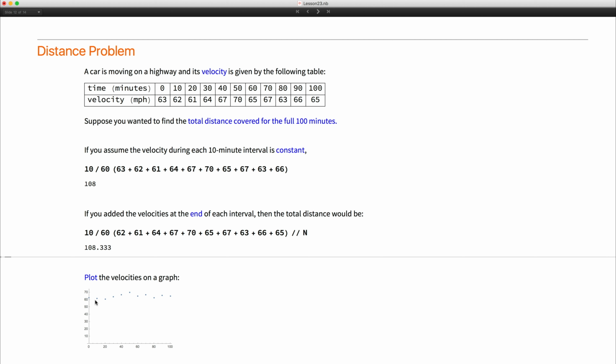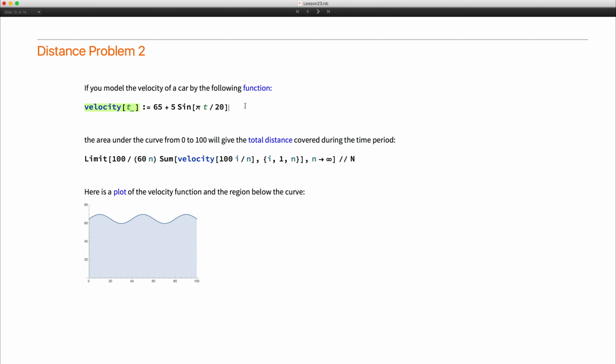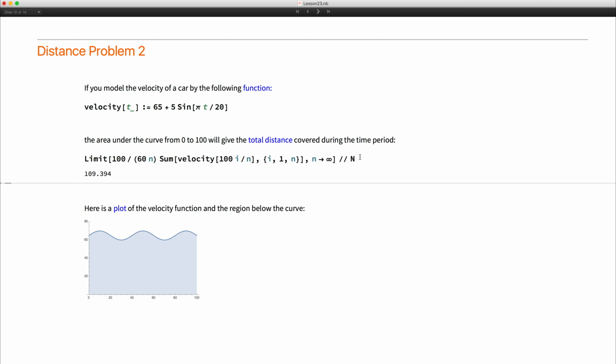So that's a plot of the velocities, and we worked out distance in two ways, using the left values and the right values. But of course, you could be more precise and assume that the velocity is given by a certain function, in which case you could work out the distance by a similar method as earlier on. You take a limit of a sum, and the velocities must then be found at those values over here, and then you get back the answer as 109.394 in this case. So that's a plot of velocity, and the area under the curve in this case will give you the distance covered in that interval of time.